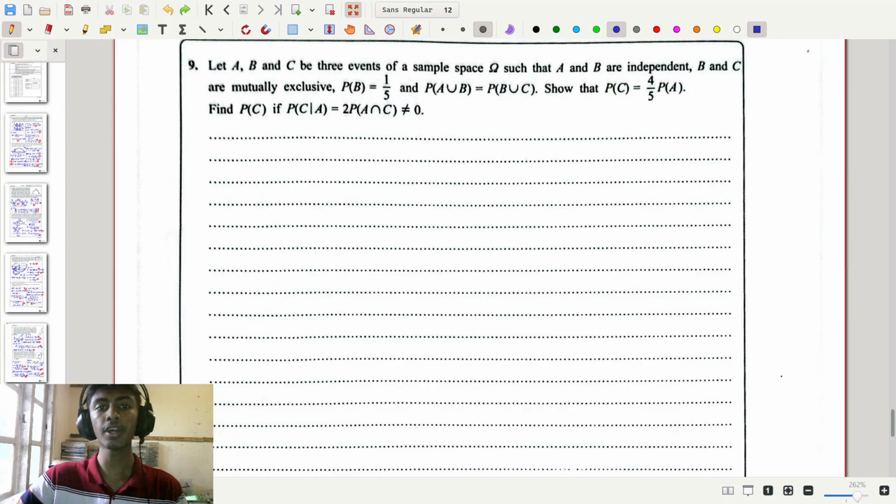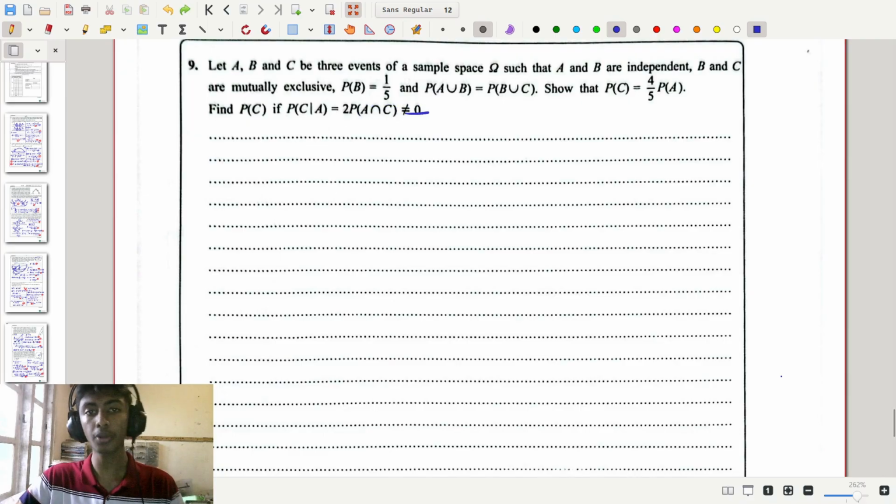It also says that the probability of A or B occurring is equal to the probability of B or C occurring. Given this, it says, show that the probability of C occurring is equal to 4/5 of the probability of A occurring, and then it says, find the probability of C occurring if the probability of C given A already occurred is equal to double the probability of A and C occurring at the same time, which is not equal to 0.